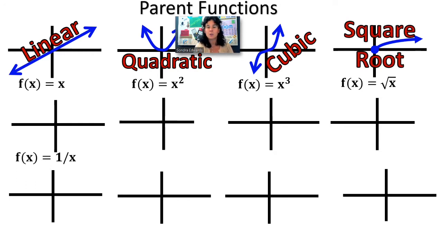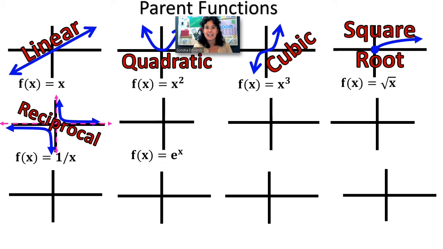Next we have y equals 1 over x, and the y equals 1 over x has a horizontal asymptote and a vertical asymptote that are your x and y axes, and then they're kind of like two little half moons that curve on in there. That's known as the reciprocal function, because if I flipped x over, we would have 1 over x, so reciprocal.